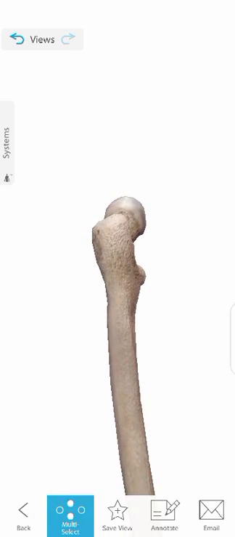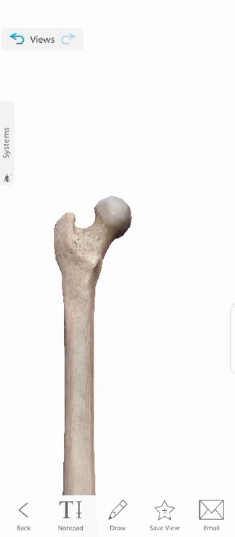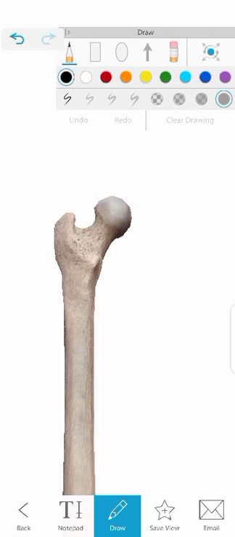So this is our femur. There's one trochanter, and there's another one like that. We call them the greater and the lesser trochanters. So there's the greater trochanter, and then there's the lesser trochanter. A trochanter is also an elevation, and it is also bigger than a tuberosity.